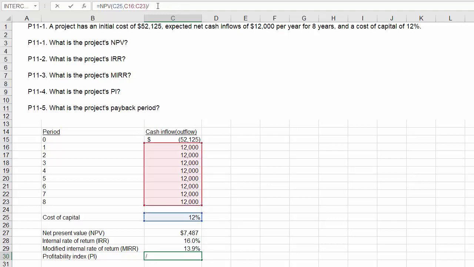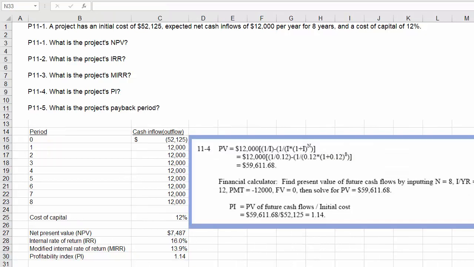And then you have to divide it by the initial cash flow. Now I've provided the initial cash flow as a negative number, so I'm going to divide it by the negative of that, which will turn it to a positive number. And when we're done with that, we get the answer is 1.14. Now it's an index, it should not be a dollar sign or a percentage. So 1.14 is the profitability index.